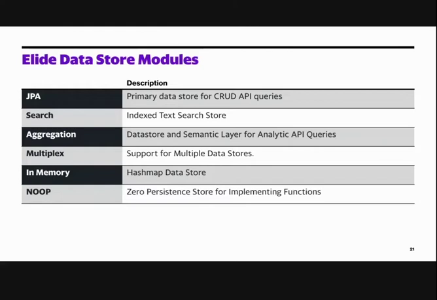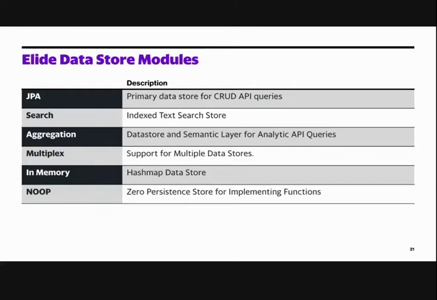Elide comes bundled with a number of these. First is JPA, which is the primary data store for CRUD API queries, and this basically maps the models to an ORM, something like Hibernate. The next module is the search data store, which is for doing indexed text search on top of a CRUD store like JPA. Then there's the aggregation store, which essentially implements all the analytic API queries.